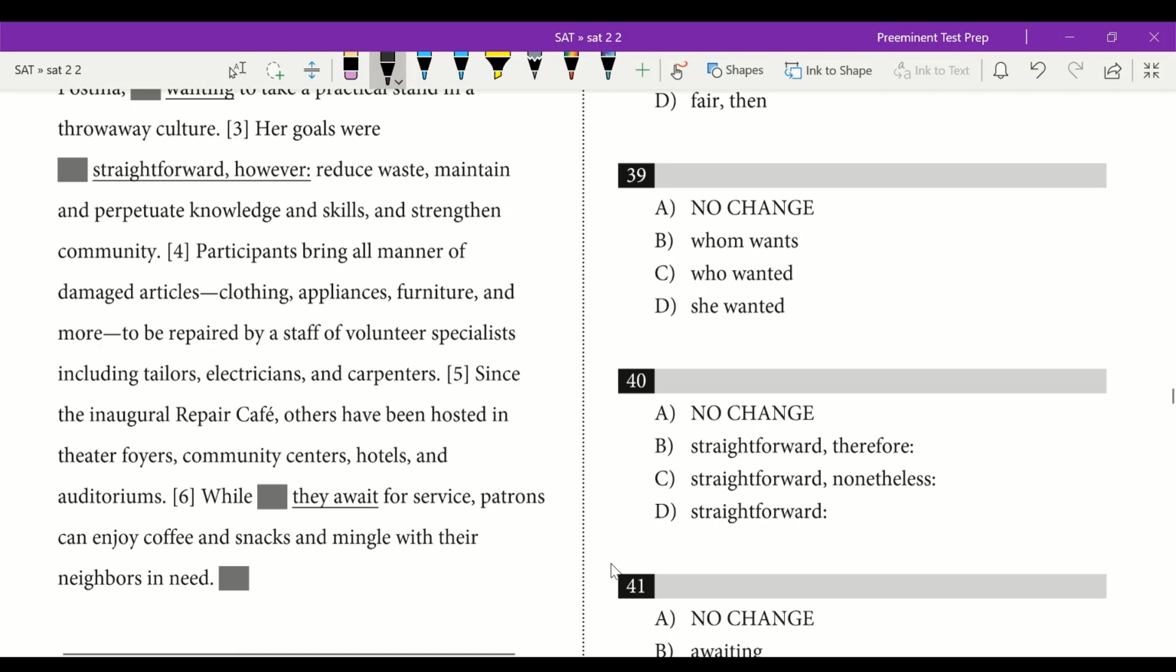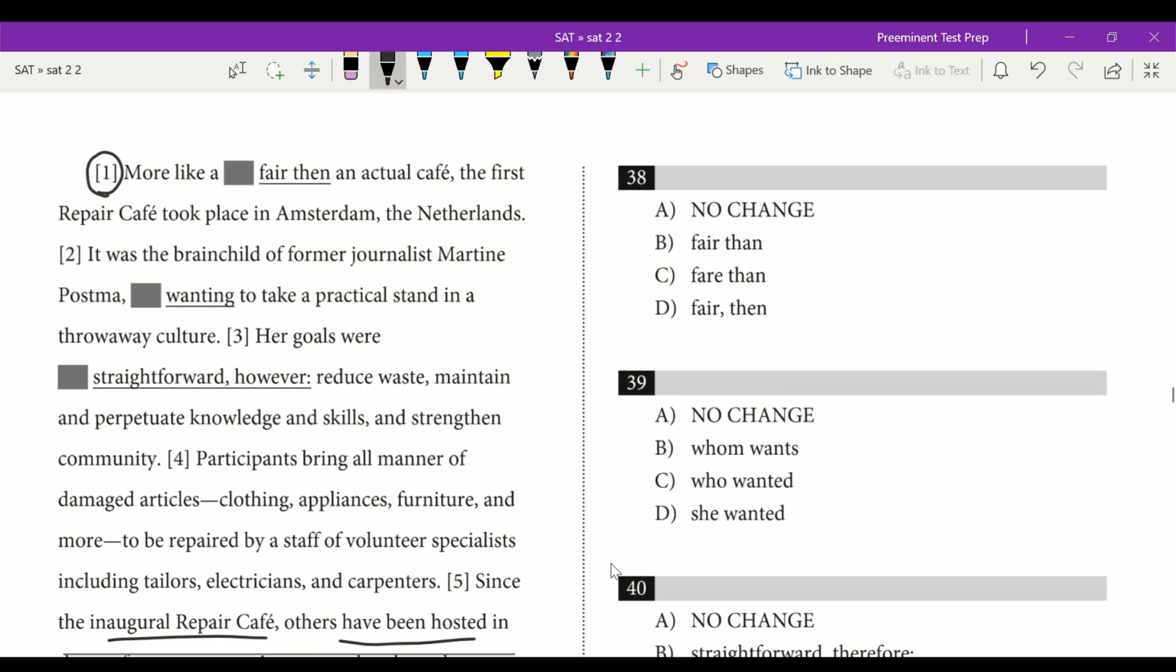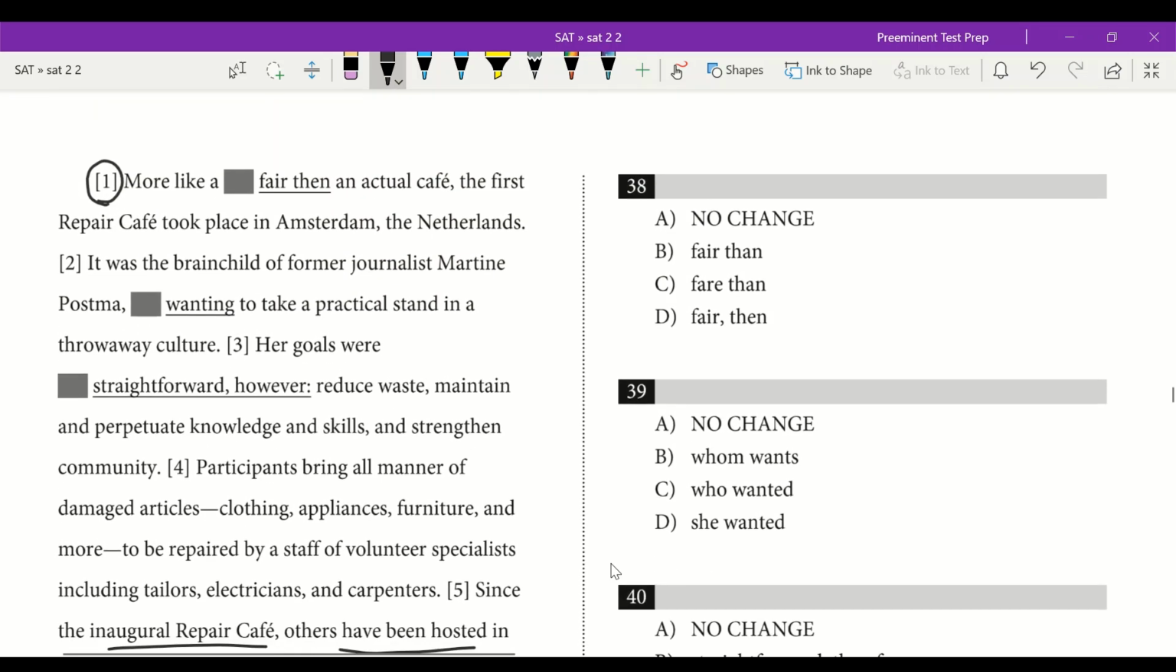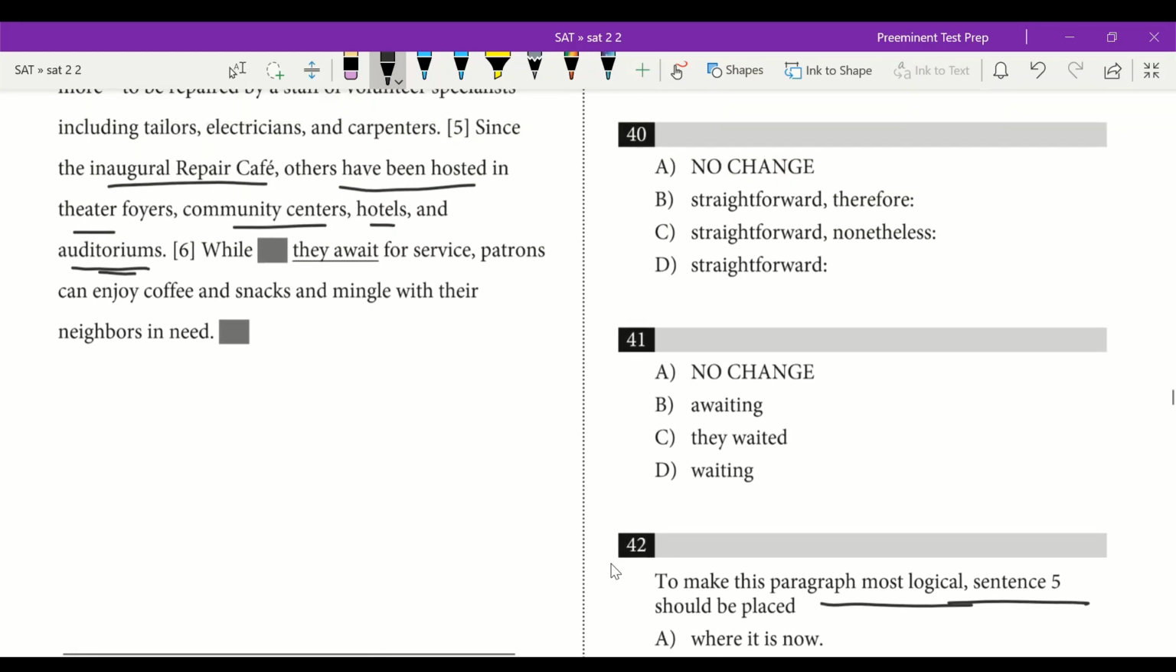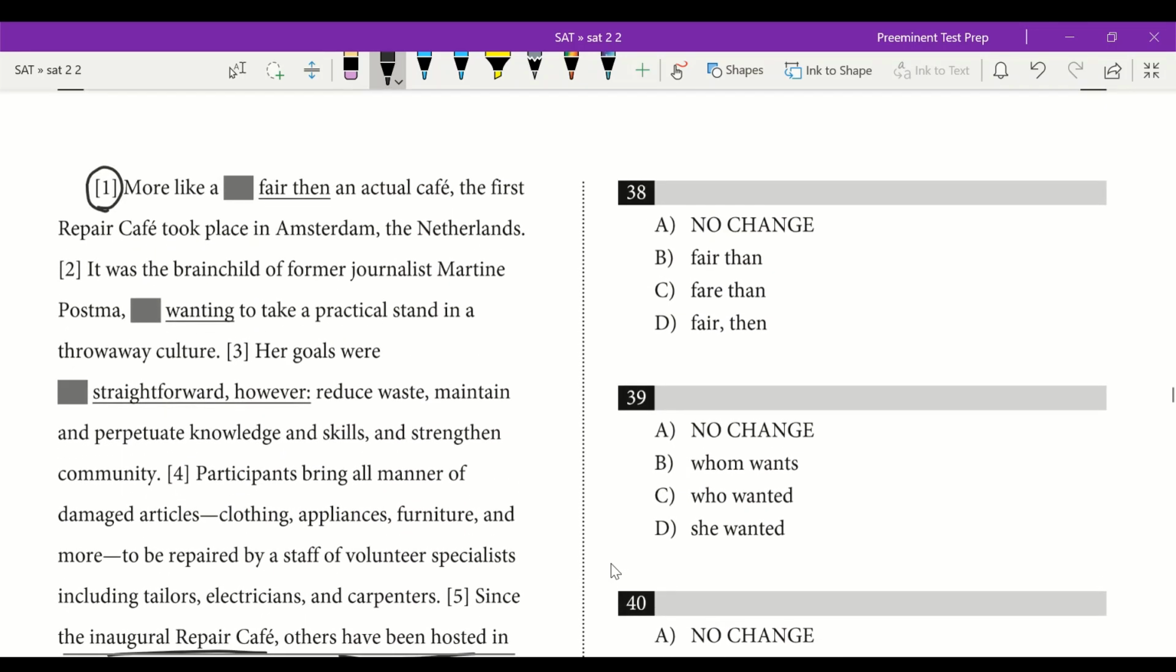So I'm going to go read it. Since the inaugural cafe, others have been hosted in theater foyers, community centers, hotels, and auditoriums. So I'm just going to keep that sentence in the back of my mind and try and fit it in as I read through, right? Okay. So now we're going to take a look. So we have "more like a fair than an actual cafe."